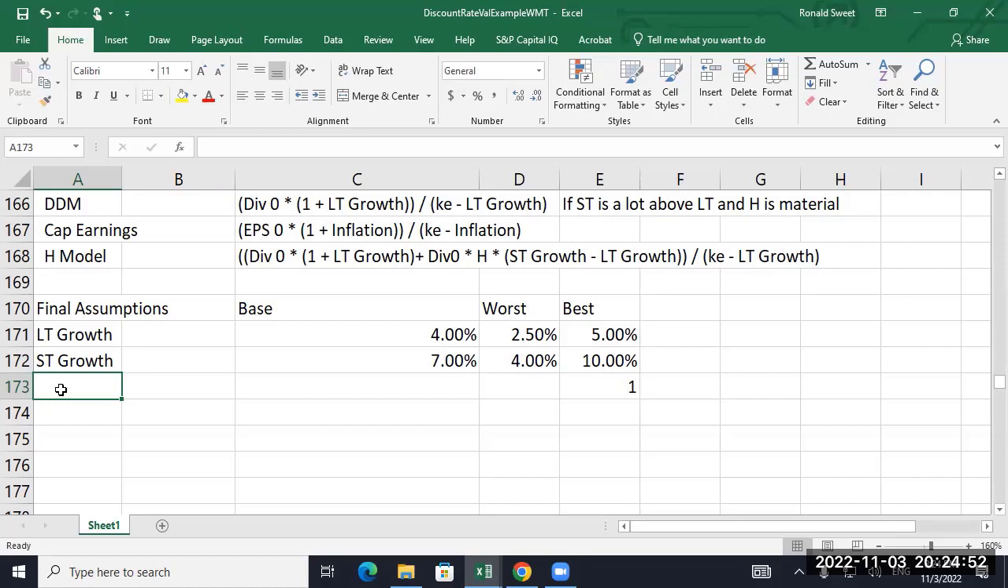A data table is great if you have two things that change. If you have more than two things that change, we have to somehow associate them. And I'll show you how you can do that.